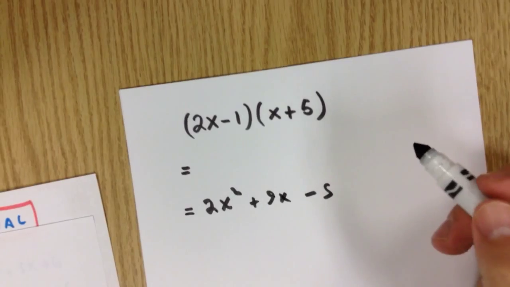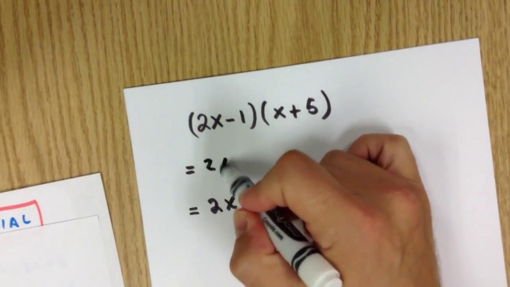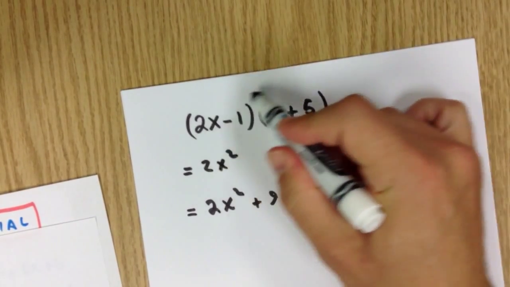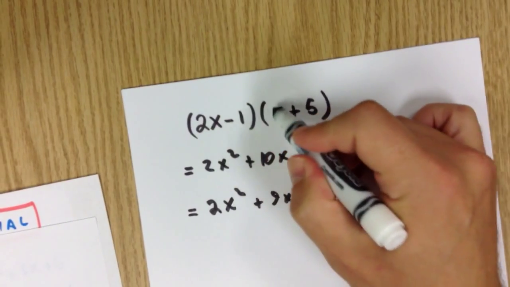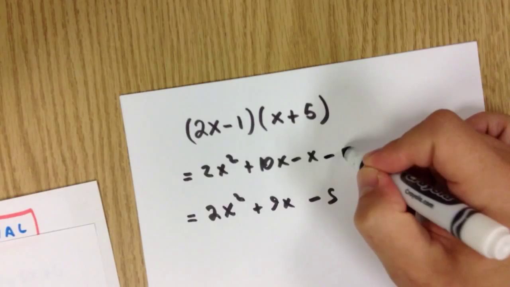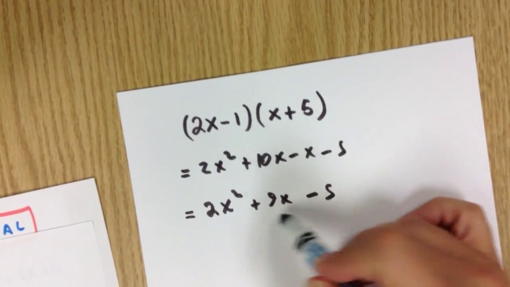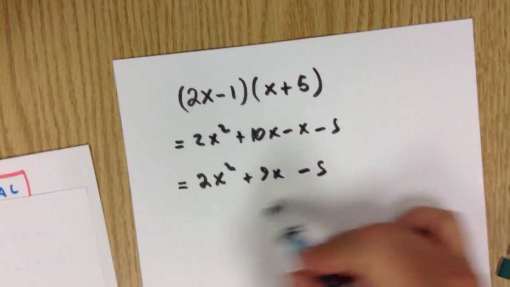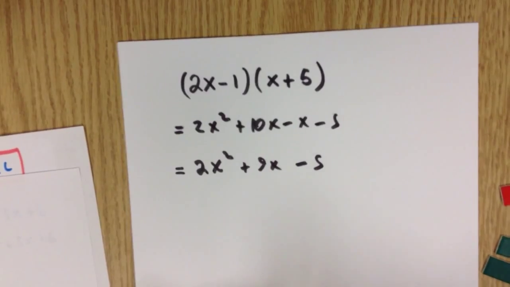Now that you're going to do with practice, because right now you're going to do it the long way and say 2x times x gives me 2x squared, 2x times 5 gives me 10x, minus 1 times x gives me minus x, and minus 1 times 5 gives me minus 5. Then you're going to realize that you can put the 10x and minus x together, which is 9x. And again, eventually you're going to do it just in one step to go to 2x squared plus 9x plus 5.